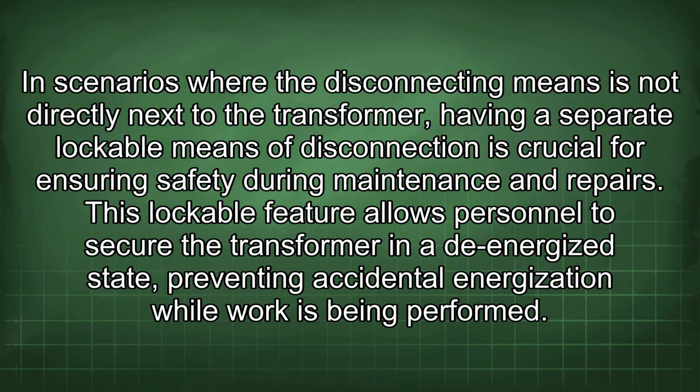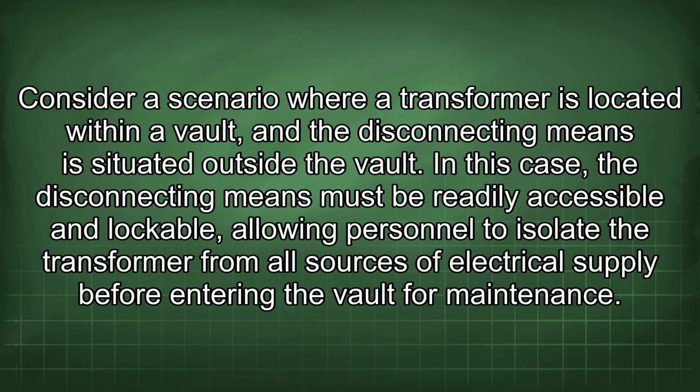In scenarios where the disconnecting means is not directly next to the transformer, having a separate lockable means of disconnection is crucial for ensuring safety during maintenance and repairs. This lockable feature allows personnel to secure the transformer in a de-energized state, preventing accidental energization while work is being performed. Consider a scenario where a transformer is located within a vault, and the disconnecting means is situated outside the vault. In this case, the disconnecting means must be readily accessible and lockable, allowing personnel to isolate the transformer from all sources of electrical supply before entering the vault for maintenance.